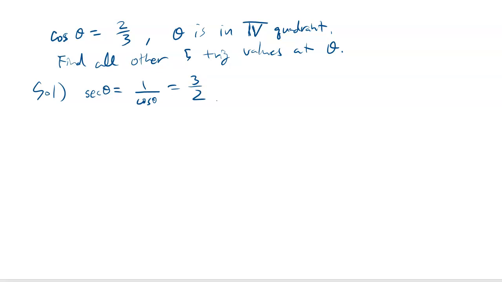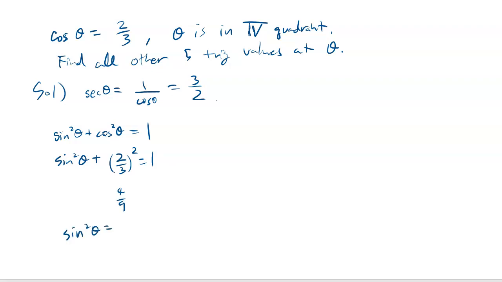We start by talking about the sine function. How do you get the sine function? Well, you know that sine squared of theta plus cosine squared of theta equals 1, right? So you get sine squared of theta. This just means cosine of theta and then you square it. Since cosine of theta is 2/3, we know that it's 2/3 squared. That's 4/9, and if you subtract 4/9 to the other side, you end up with sine squared of theta equals 5 over 9.